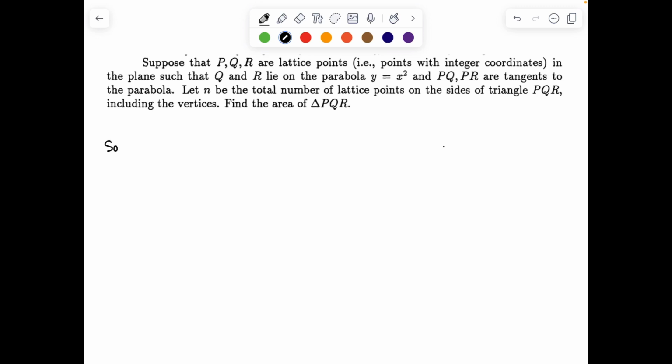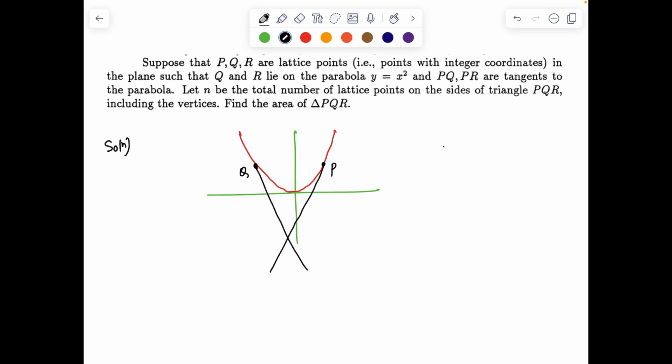Okay, so first let's comprehend the problem. So we have a parabola y equals x squared. It's always better to draw a rough picture. P and Q are lattice points here, so let's call them point P and point Q as follows. Now we draw the tangent at P and the tangent at Q, and let's say these tangents meet at a point R. We need to find the number of lattice points, that is, points with integer coordinates, on this triangle PQR.